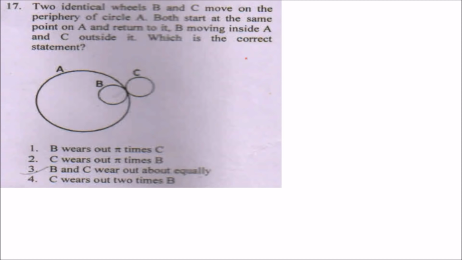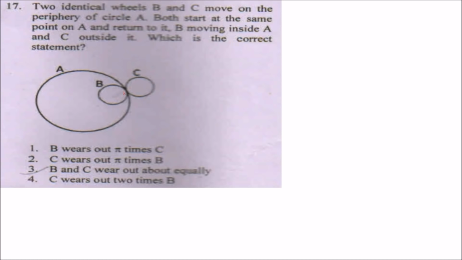So next question is, two identical wheels B and C move on the periphery of the circle. Both start at the same point on A and return to it. So it is covering the whole distance. B moves inside A, B is inside A and C outside it. Which is the correct statement?